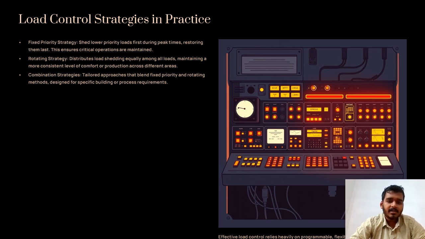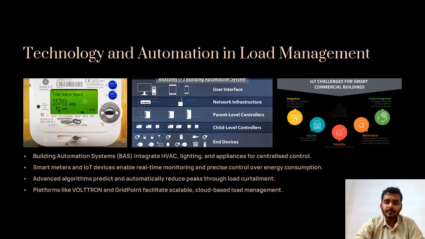Rotating strategies: distribute load shedding equally among all loads, maintaining more consistent load levels and comfort protection across different areas. So the load is taken from the different areas, maintaining the level of comfort and domestic needs in different local or urban areas. Combination strategies: tailored approaches combine fixed priority and rotating methods, designed for specific building and process requirements.